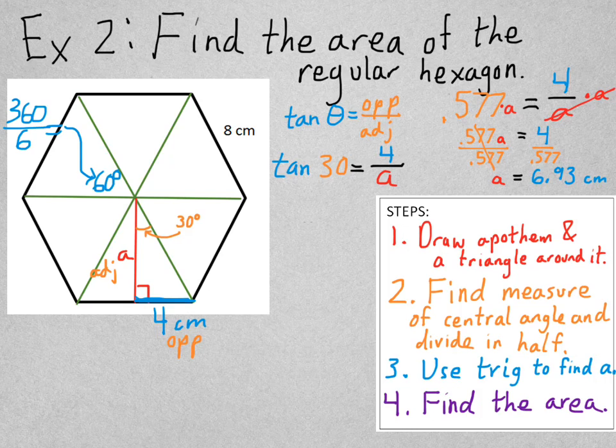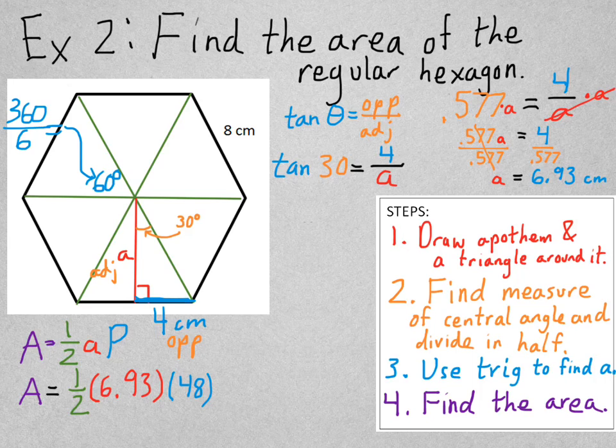Okay, so since I know that, I can find the area now. Using our handy-dandy formula, I'd have 1/2 of 6.93 times 48. The 48 is 8 times 6 because there are 6 sides to the hexagon. Okay, so my area is 166.28. And don't forget your units. Alright, we found the area of the regular hexagon.